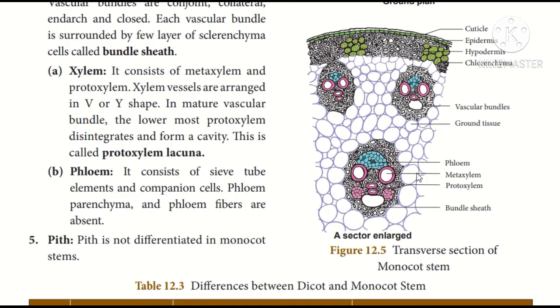And coming to the phloem, this phloem consists of sieve tubes and companion cells, and the phloem parenchyma, and the phloem fibers are usually absent. The sieve tubes and companion cells are the components of the phloem. And the last part is about the pith, and there is no differentiation of pith in the monocot stem, and this is the anatomical structure of the monocot stem.